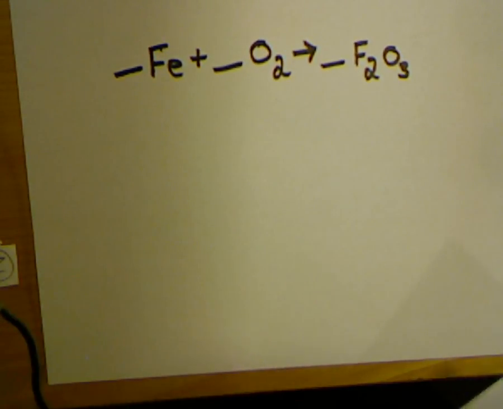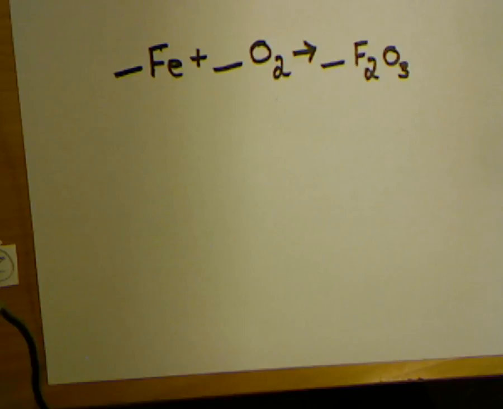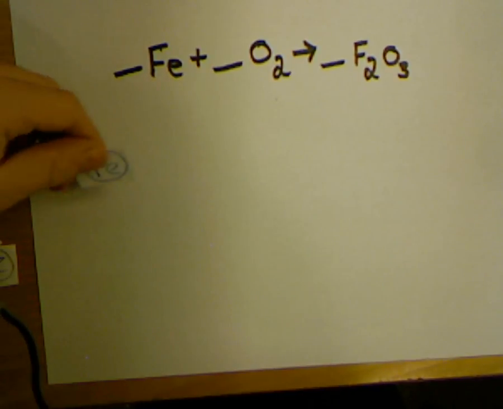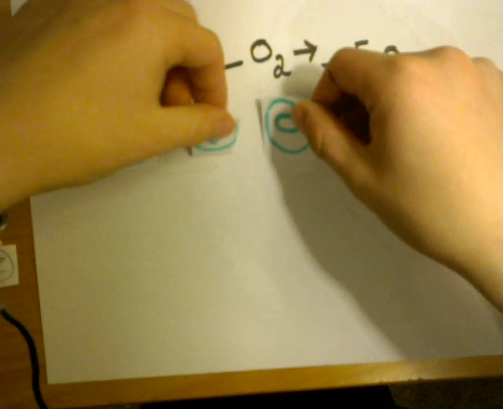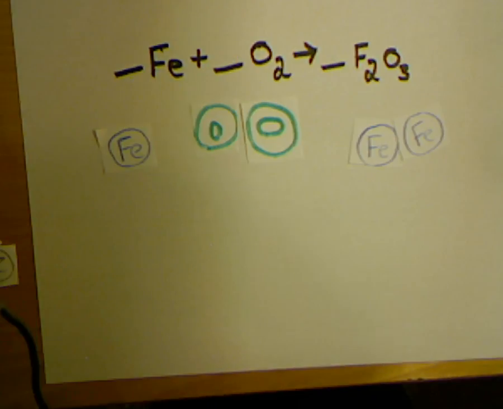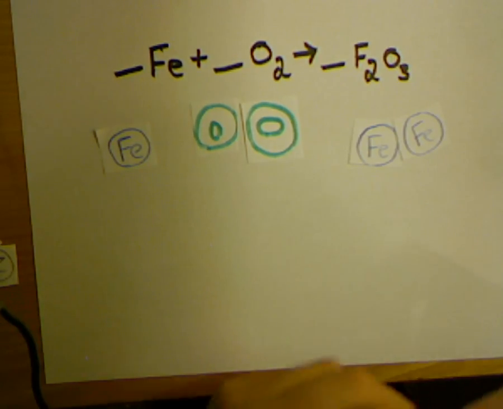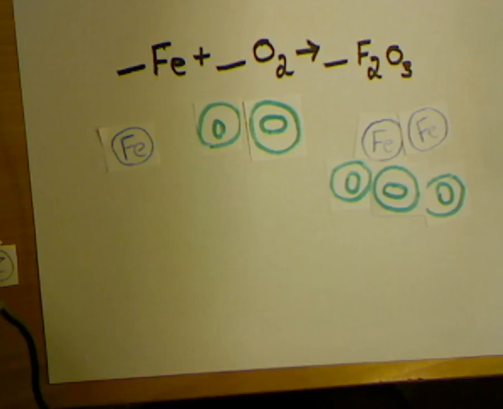Okay, so we have iron plus oxygen to Fe2O3. Okay, to start off this chemical equation, we're going to get our 1 iron over here. We're going to get our 2 oxygens right here. And we're going to get 2 more irons and 3 oxygens over here. Okay, so the first thing we notice is that they are all again out of balance.